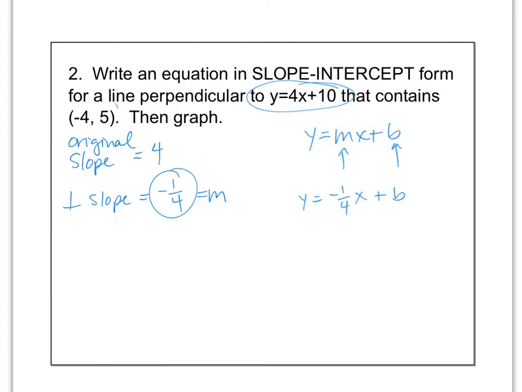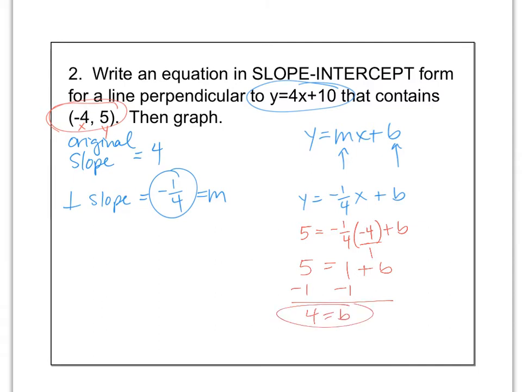To get it to contain the point negative 4, 5, we're going to plug that in. This is our x, this is our y, so it's going to go 5 equals negative 1/4 times negative 4 plus b, which is 5 equals, think of that as over 1, a negative times a negative, which is a positive 1. Subtract your 1, 4 equals b. We have our m, we have our b, so the equation is y equals negative 1/4 x plus 4.